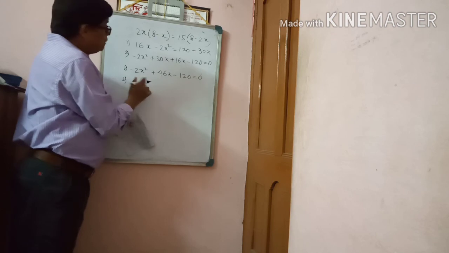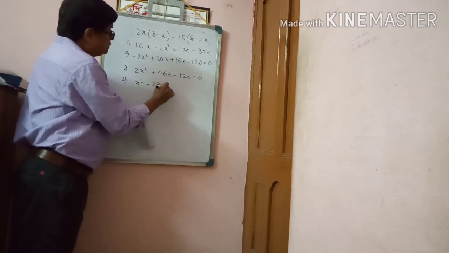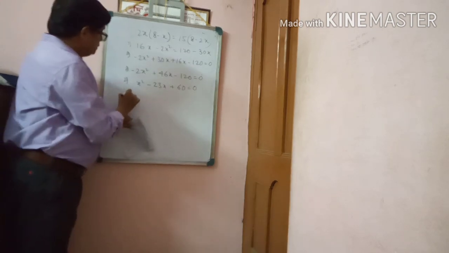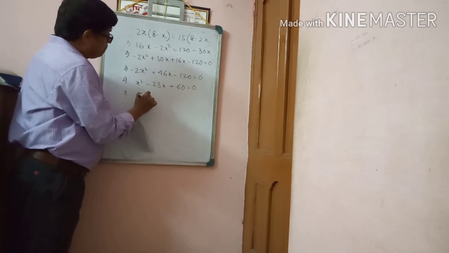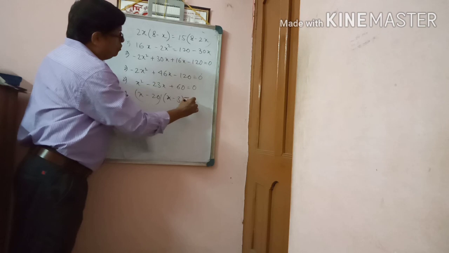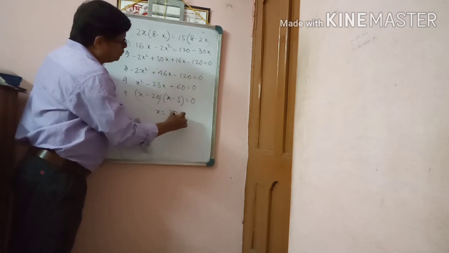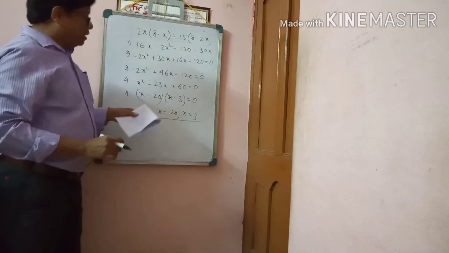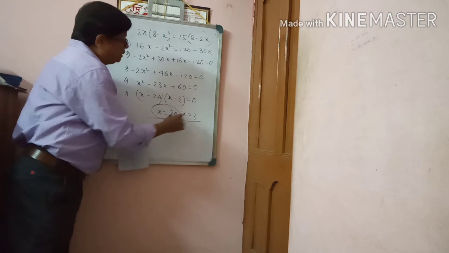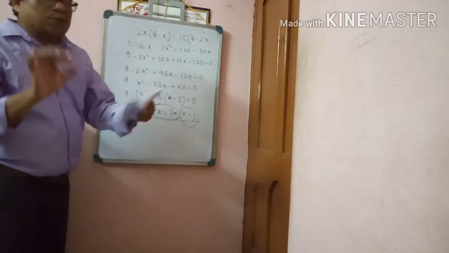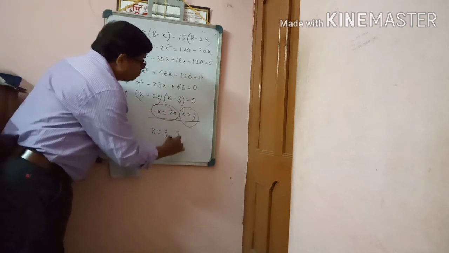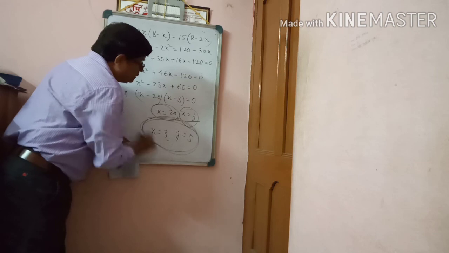Take minus 2 common. Okay, so x square minus 23x plus 60 equal to 0. So factor: x minus 20, x minus 3 equal to 0. So x equal to 20, x equal to 3. Okay, now sum is 8, so we will not take 20. Only take x equal to 3 because sum of two natural number is 8. So x equal to 3, another number y equal to 5. So two natural number 3 and 5.